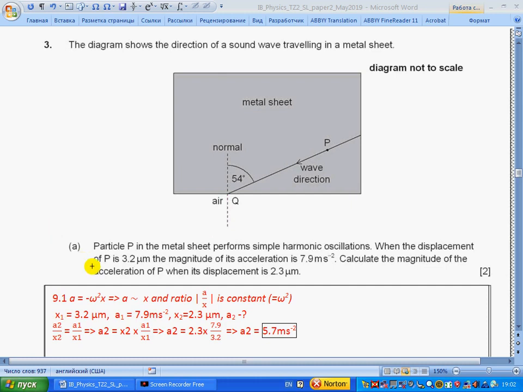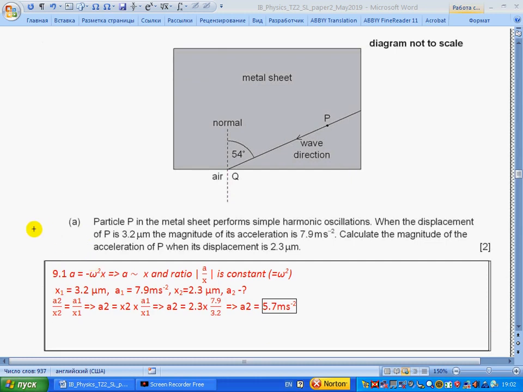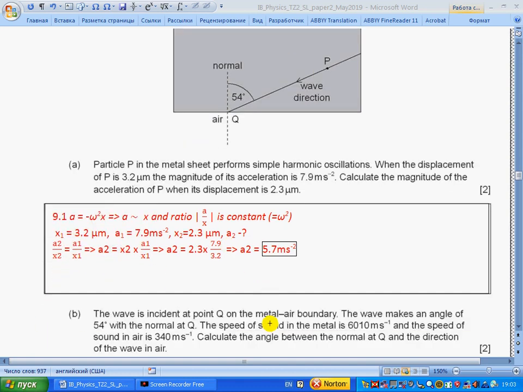Particle P in the metal sheet performs simple harmonic oscillation. When the displacement of P is 3.2 micrometers, the magnitude of acceleration is 7.9. Calculate the magnitude of acceleration of P when its displacement is 2.3. Section 9.1 gives us the relation between acceleration and displacement. We see that acceleration is proportional to displacement, and the ratio of acceleration to displacement is constant, actually equals omega squared. So we have one moment x1, a1, and second moment x2, a2. Substitute this into the expression, rewrite for a2 and get 5.7 meters per second squared.